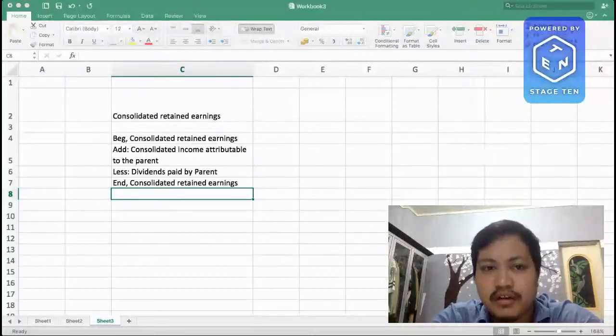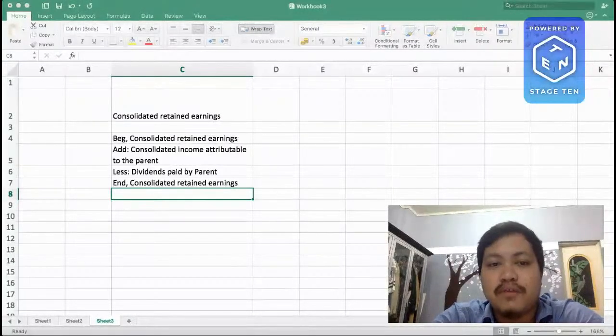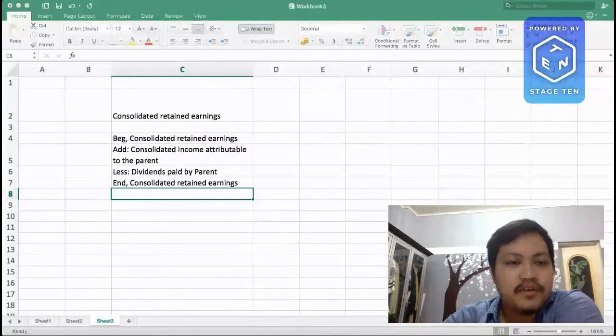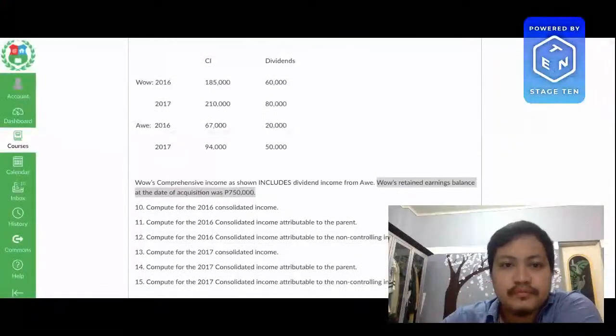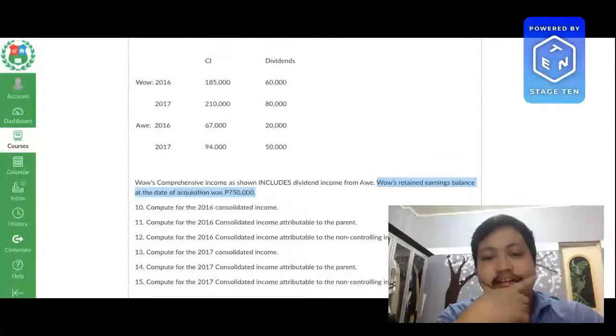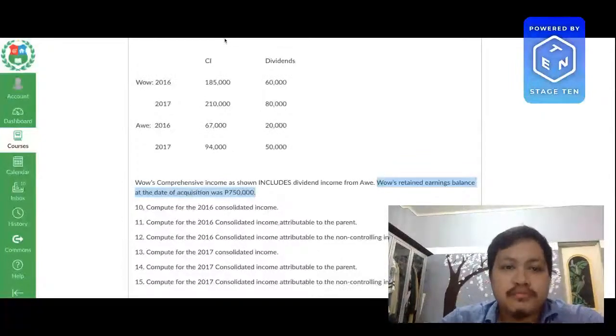This would be the simplest formula for your consolidated retained earnings. You start with your beginning consolidated retained earnings, add the consolidated income attributable to the parent, deduct the dividends paid by the parent, then you would now have your ending consolidated retained earnings. So let's apply this in the problem that I've given you as an exercise before, class. Here we already know that the beginning consolidated retained earnings is 750,000. Let me just flash them together.